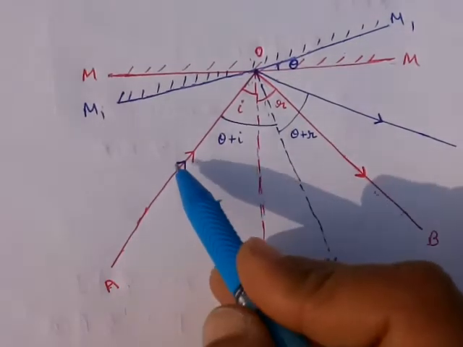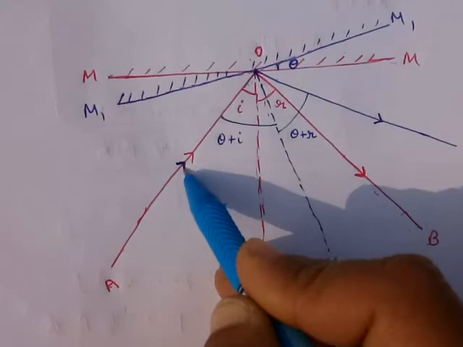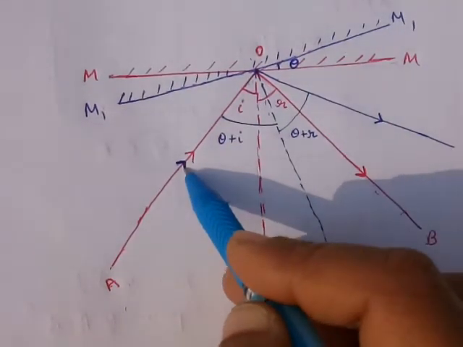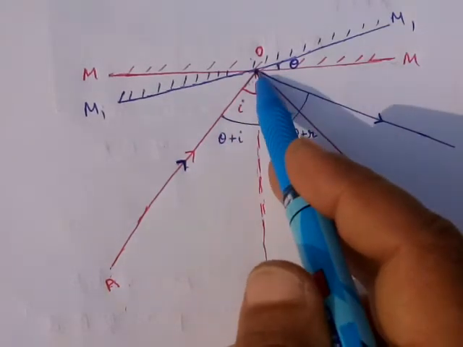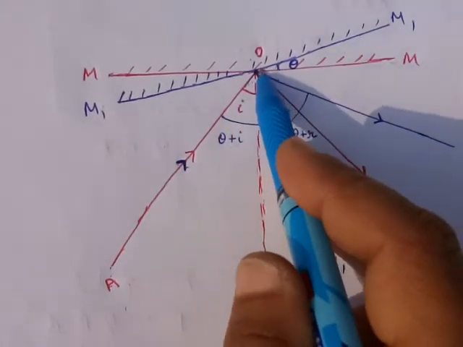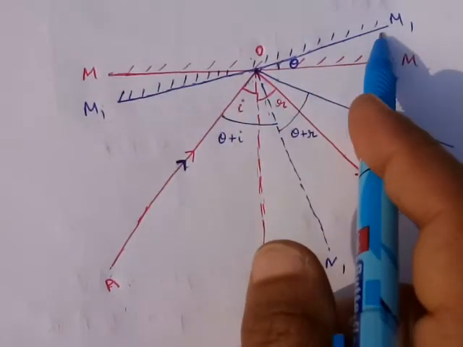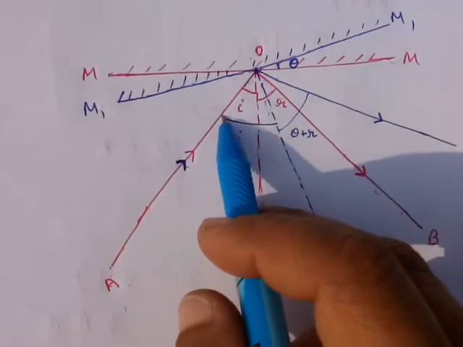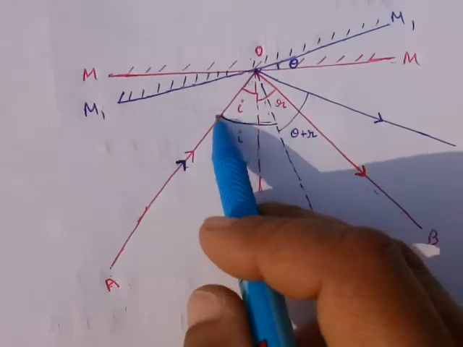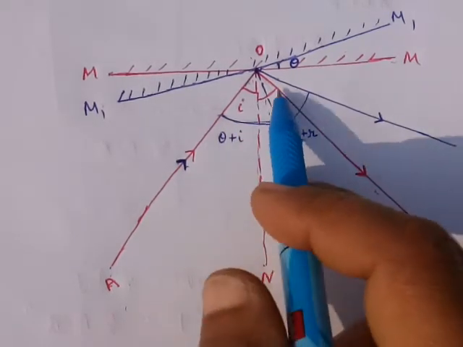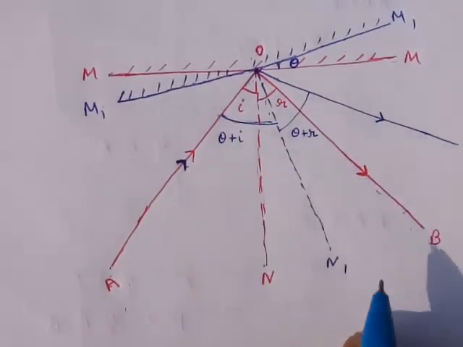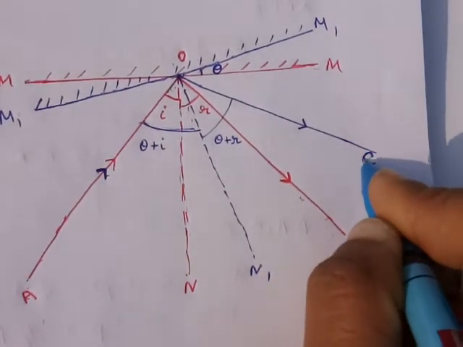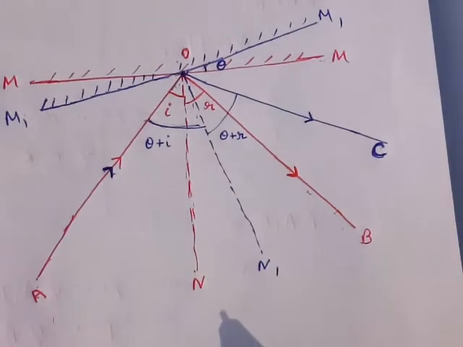You can see the incident ray, this blue color arrow I have shown here, AO, is the incident ray on M1. Then for the reflected ray, the angle now becomes theta plus I, and the reflected angle is theta plus R. Let us take it as OC. This OC is the reflected ray.